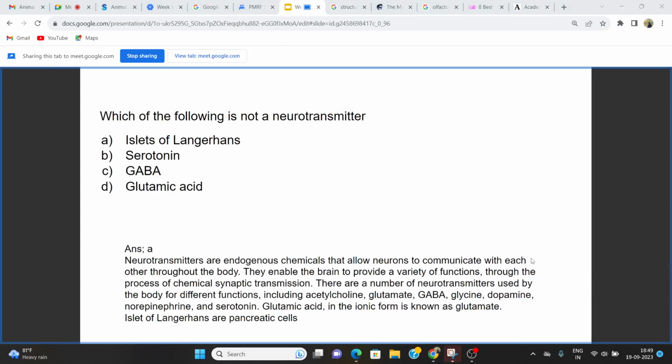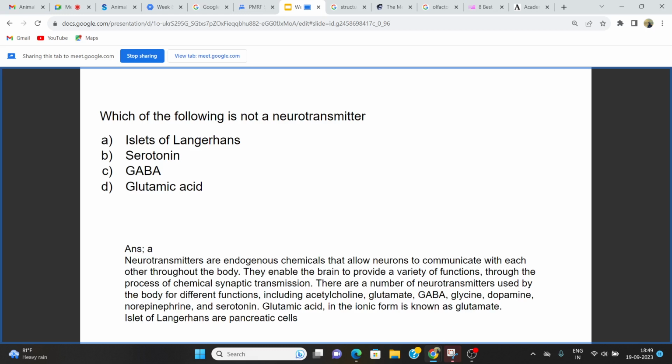So we know all these things. Neurotransmitters are chemicals that are stored in the synaptic vesicles across the neurons. Since neurons are not directly connected, chemical transmission happens through the release of neurotransmitters. There are different types of neurotransmitters, which include acetylcholine, glutamate, GABA, glycine, dopamine, norepinephrine, and serotonin. Among these, some are excitatory in nature and some are inhibitory in nature.